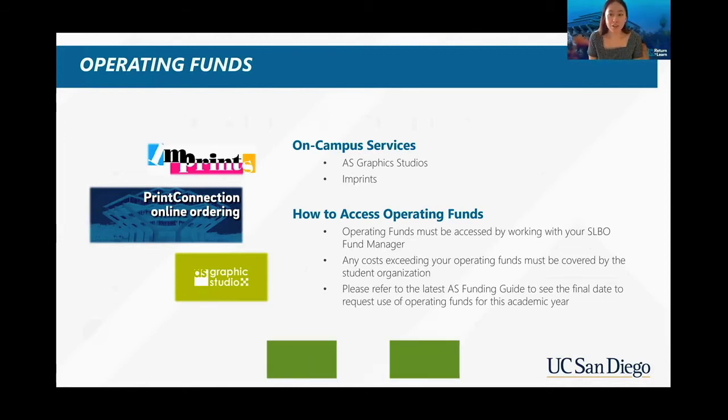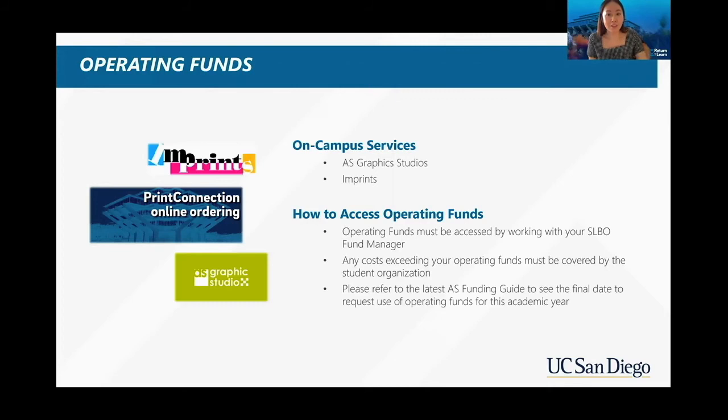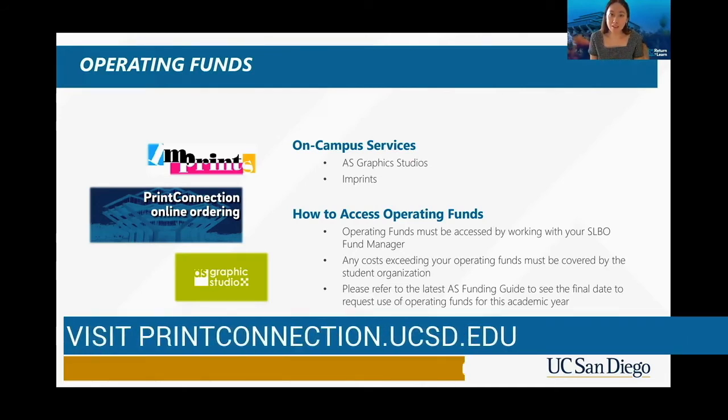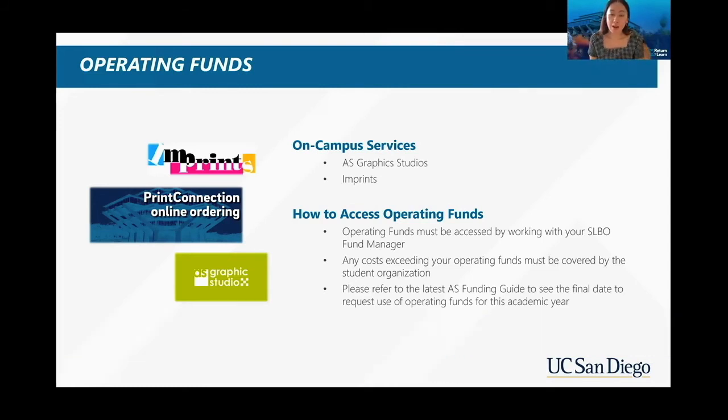AS Graphic Studios offers student organizations discounted prices for graphic design services. They also offer a free consultation for students to establish ideas and plans. And first design proofs will be delivered within 2 to 3 weeks and continue until approval by your student board. Imprints also offers all types of printing services like flyers, posters, and banners. And you can submit your online order through Print Connection, which can be found on our website or on the imprints website.